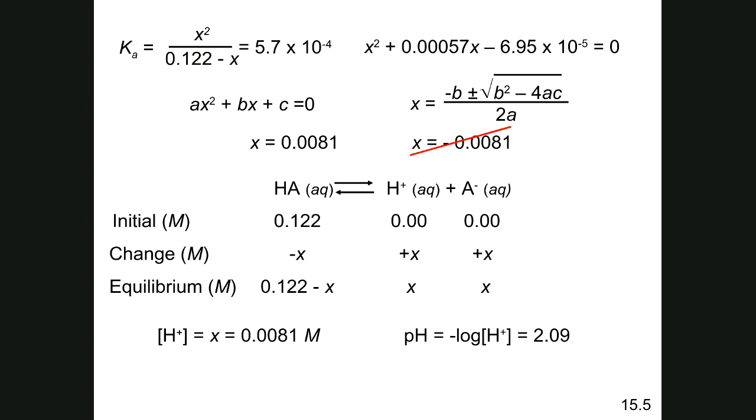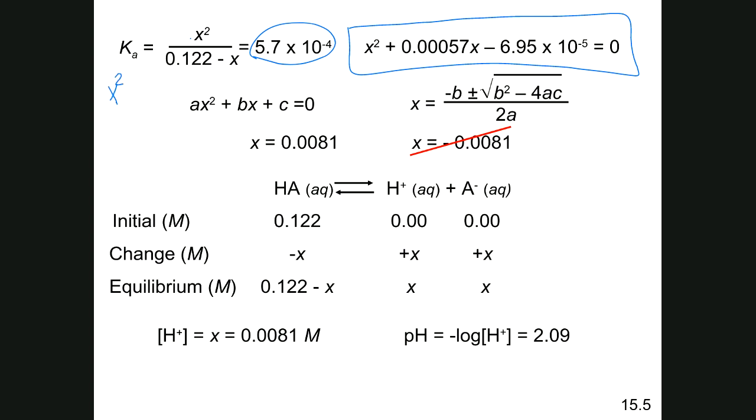We are going to set up the quadratic equation. Where is this coming from? It is X squared equal to this. So basically you rearrange this to say X squared equals 0.122 times 5.7 times 10 to negative 4 minus 5.7 times 10 to negative 4 x. Then you bring everything to the same side to make it equal to 0. So it's going to be x squared.